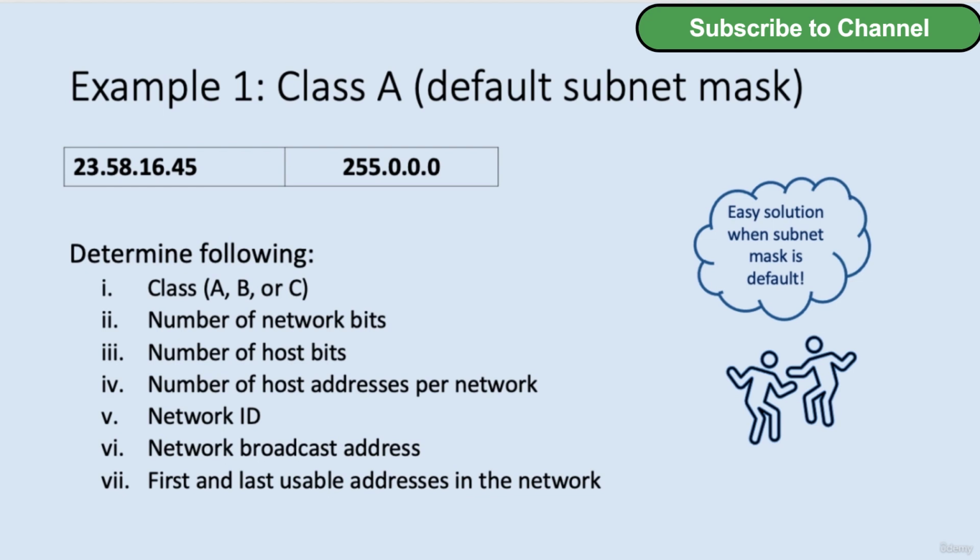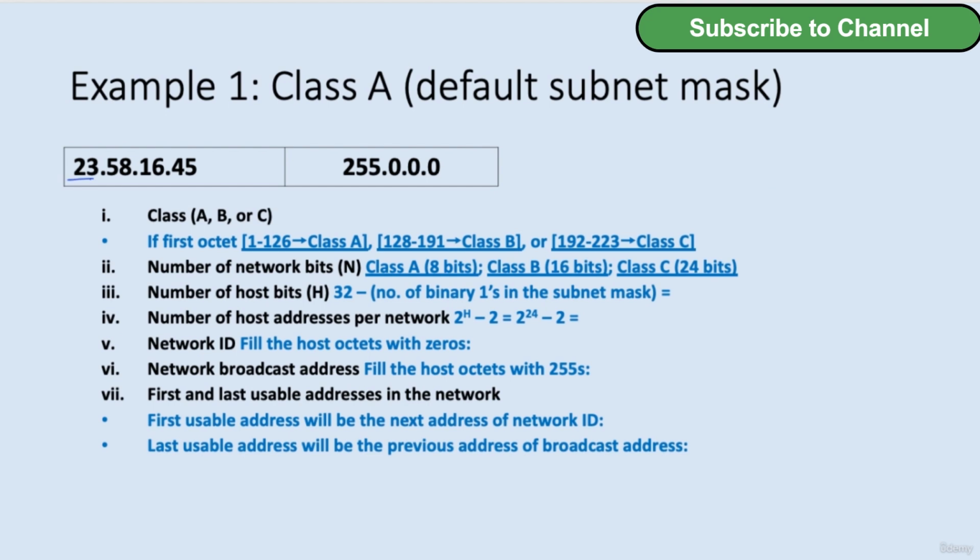Class of IP address depends on the value in the first octet, which is 23. So it's a class A IP address. The second thing is the number of network bits. It's a class A IP address, so network bits are always 8. Number of host bits. The formula is 32 minus the number of binary ones in the subnet mask. In the subnet mask, you can clearly see 255, so it means 8 binary ones are present in the subnet mask. So 32 minus 8 is equal to 24. So host bits are 24.